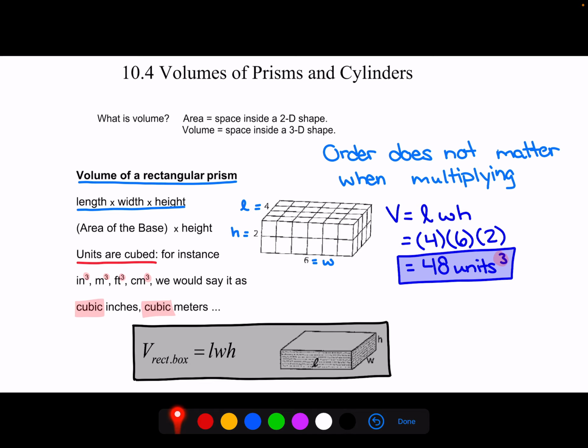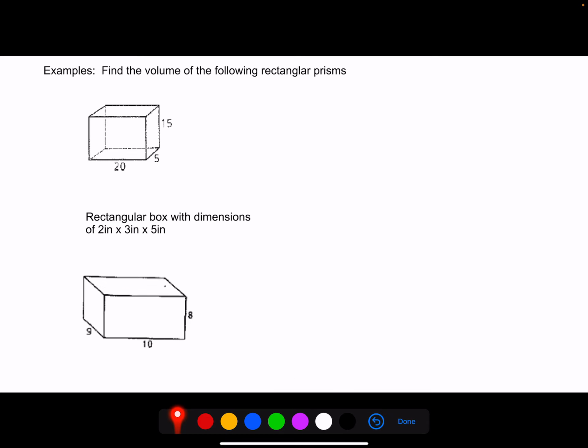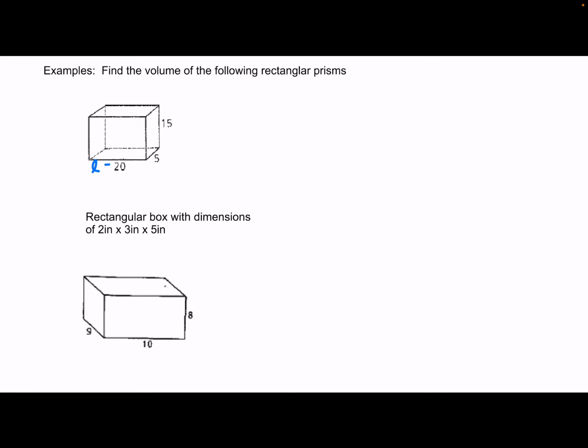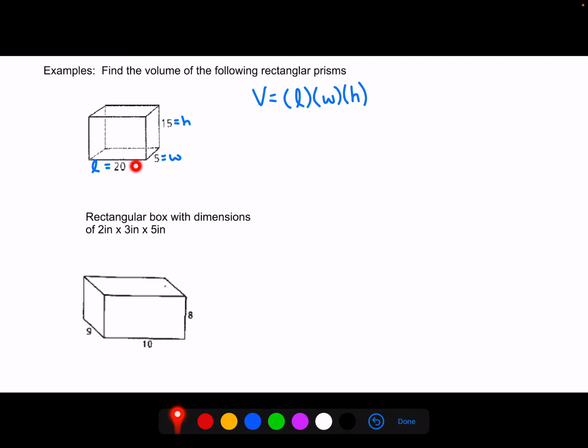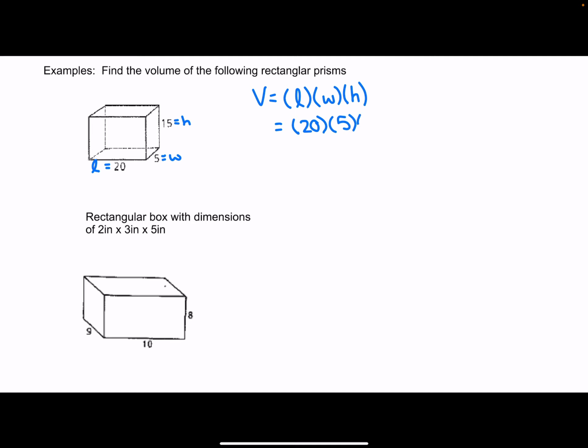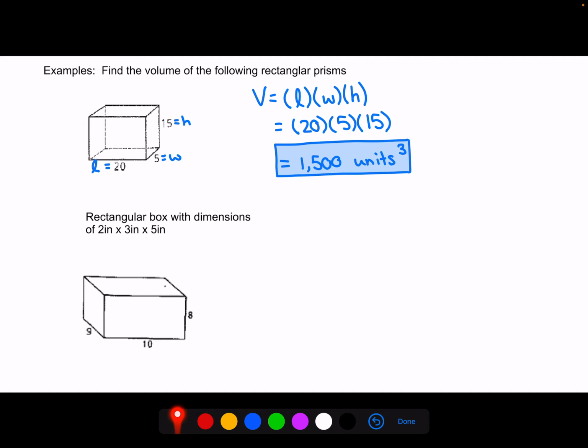All right, let's go ahead and try out some examples. So we want to find the volume of the following rectangular prisms. Now this is the most common type that you'll see in this class, where you can see through the prism itself and you can see that everything's intersecting at 90-degree angles, making this a right rectangular prism, because again, it intersects the base at 90 degrees. Now, if I want to find the volume here, I just do 20 times 5 times 15. 20 times 5 will give me 100. 100 times 15 will give me 1,500. So our answer is 1,500 units cubed.